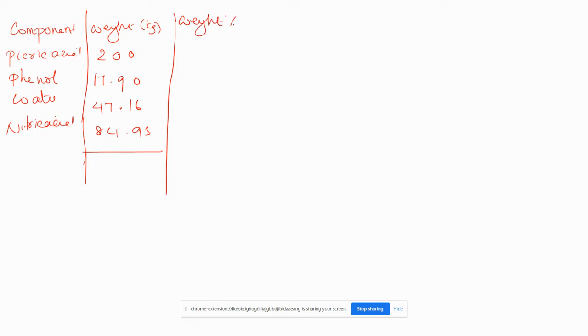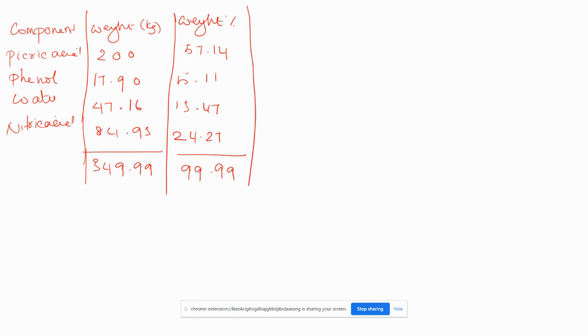So next we have to find the weight percentage. If you write in tabular form, it will be easy. The total is 349.99. So 200 divided by 349.99 into 100, you will be getting 57.14, 5.11, 13.47, 24.27. So the total you will get is 99.99.